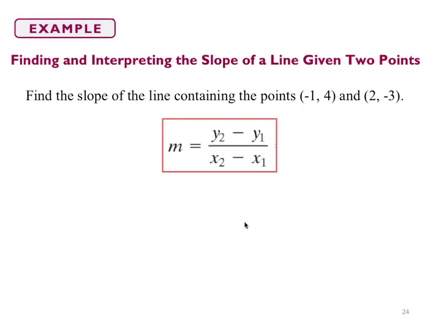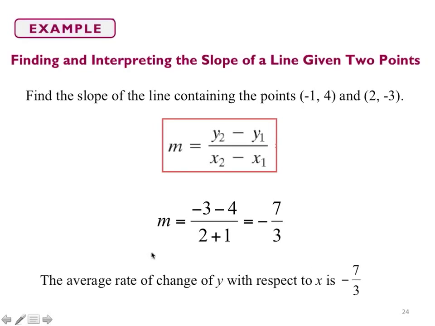Okay, the next thing we did is finding and interpreting slopes of two different points. So if we were given the points (-1, 4) and (2, -3), all we're going to do is use our slope formula in order to find the slope. So if we plug these in, we get -3 minus 4 over 2 minus -1, which is going to become 2 plus 1. So we get -7/3 as our slope. So that means that the average rate of change of y with respect to x is -7/3.